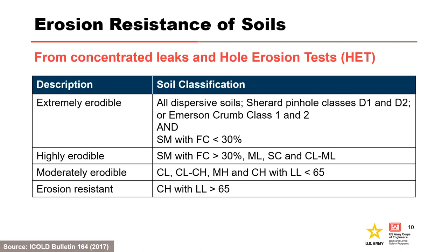ICOLD Bulletin 164 gives the following qualitative categories for soil erosion resistance based on a series of hole erosion tests. Dispersive soils and silty sands with a fines content of less than 30% will be the most erodible. The erosion resistance increases for clayey soils, with fat clays having the highest resistance to erosion.